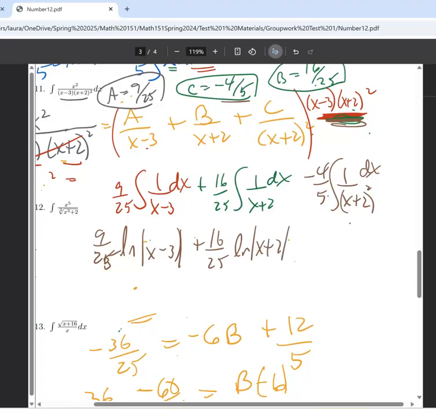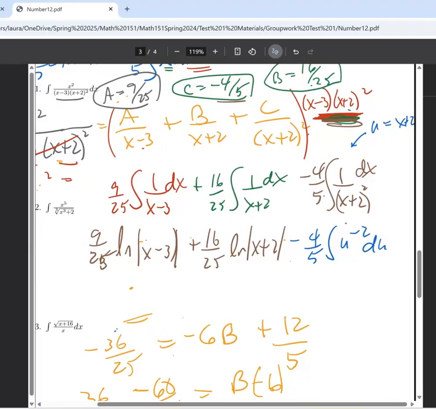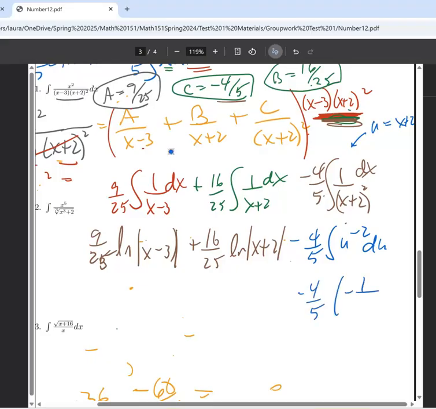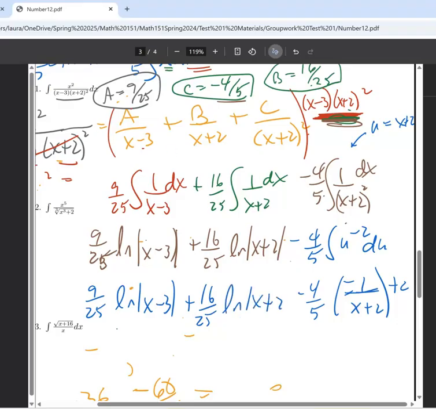And this one here, you have to do it just an easy u substitution. And so that gives me a negative 4/5 u to the negative 2, right? You've done lots and lots of u substitutions, so you're comfortable with that. And then if you take that antiderivative, you get a negative 4/5, a negative 1 over u, and the u is x plus 2. Plus a c, and then making sure to bring along everything else. 16 over 25, and then x plus 2.